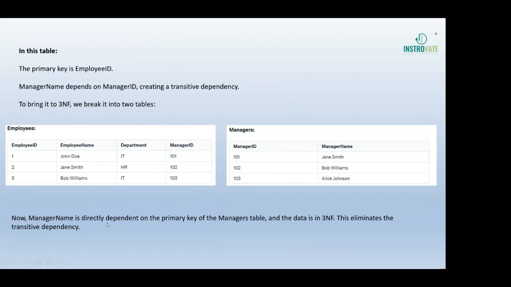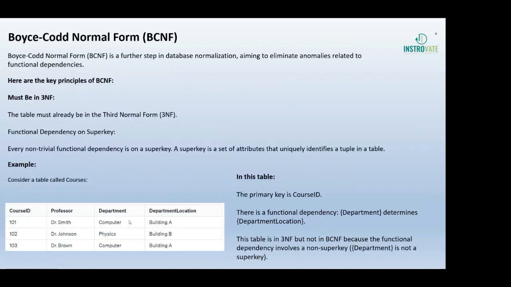So the manager name directly depends on the primary key of the table. So here manager ID is now a primary key, and now this manager name is directly depending on this primary key. So now the data is in third normal form, and this eliminates the transitive dependency. Okay, now let's move forward to Boyce-Codd normal form.